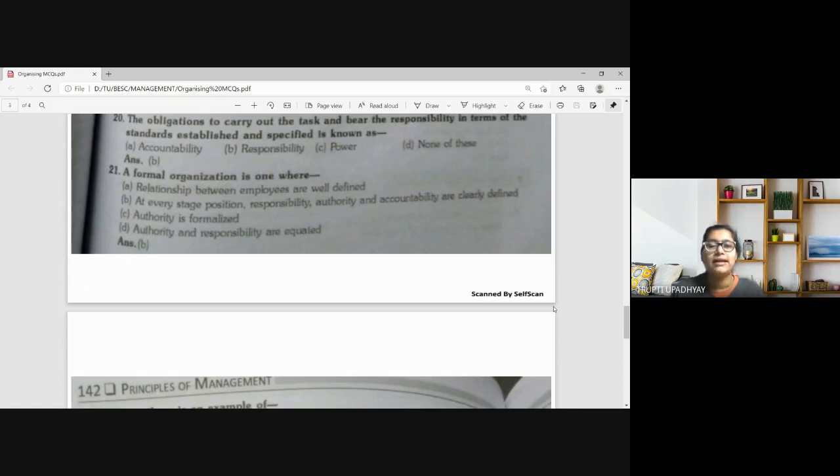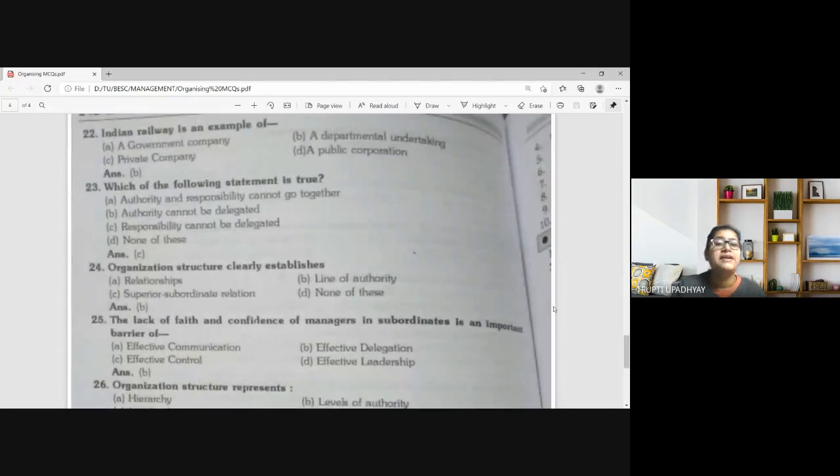In case of formal organization, every stage, the position, responsibility, and authority and accountability are clearly defined. So it's the feature of the formal organization. So option B is the correct answer. Indian Railway is an example of A, government company, B, departmental undertaking, C, private company, D, a public corporation. Indian Railway is a departmental undertaking because each department is there for performing different tasks.